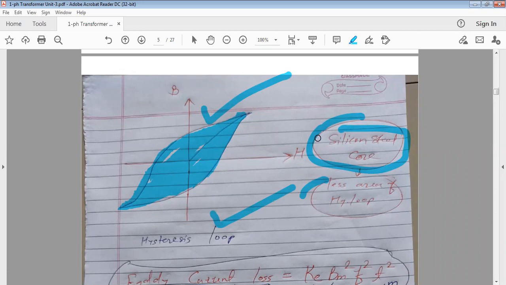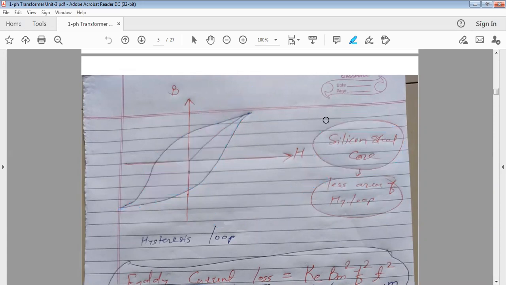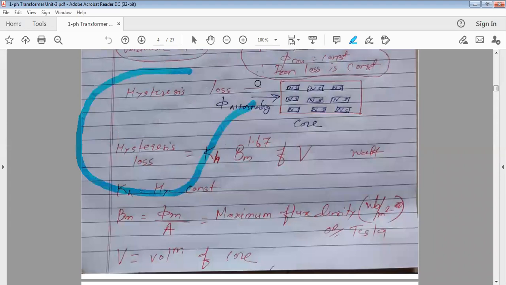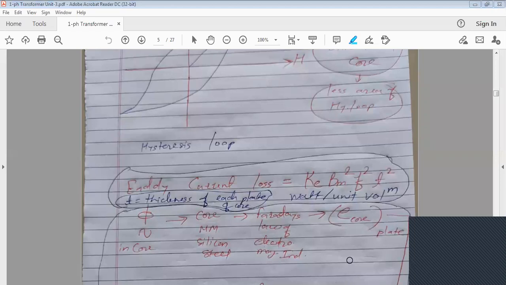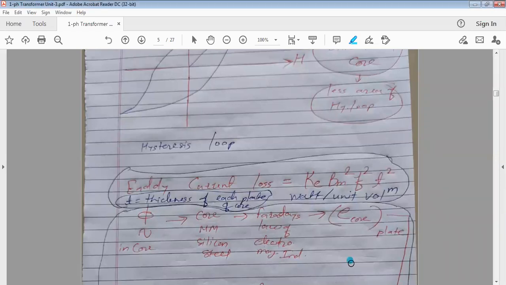For cast iron and cast steel, you will find this area will be more. So the hysteresis loss will be more for these materials, isn't it? So how to minimize the hysteresis loss? By manufacturing the transformer core of which material? Silicon steel. Okay, that is the case. This is about the hysteresis loss. Another loss which takes place in the transformer core is the eddy current loss. Now, what do you mean by eddy current loss? That we'll see.